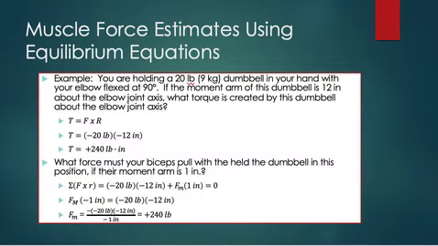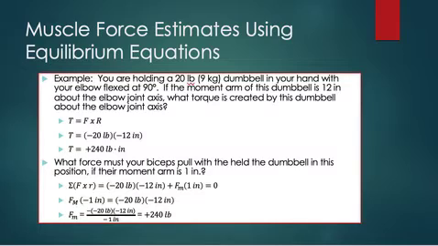Let's examine how the conditions for static equilibrium allow us to estimate the forces our muscles produce to lift or hold up objects. Suppose you are holding a 20-pound dumbbell in your hand and your elbow is flexed at 90 degrees so that your forearm is parallel to the floor. If the moment arm of this dumbbell is 12 inches about the elbow joint axis, what torque is created by this dumbbell about the elbow joint axis? Using the torque equation, we get torque is equal to negative 20 pounds times negative 12 inches, which is equal to positive 240 pounds. Therefore, the dumbbell creates a torque of 240 pounds in the counterclockwise direction.